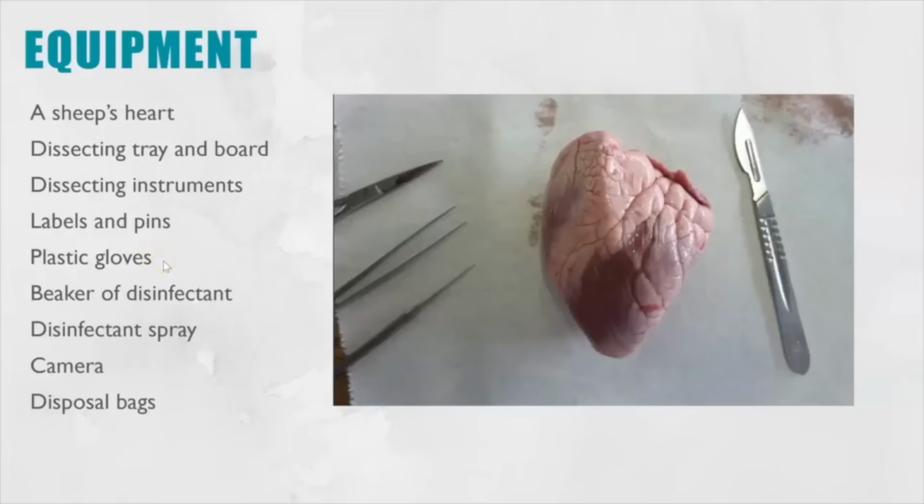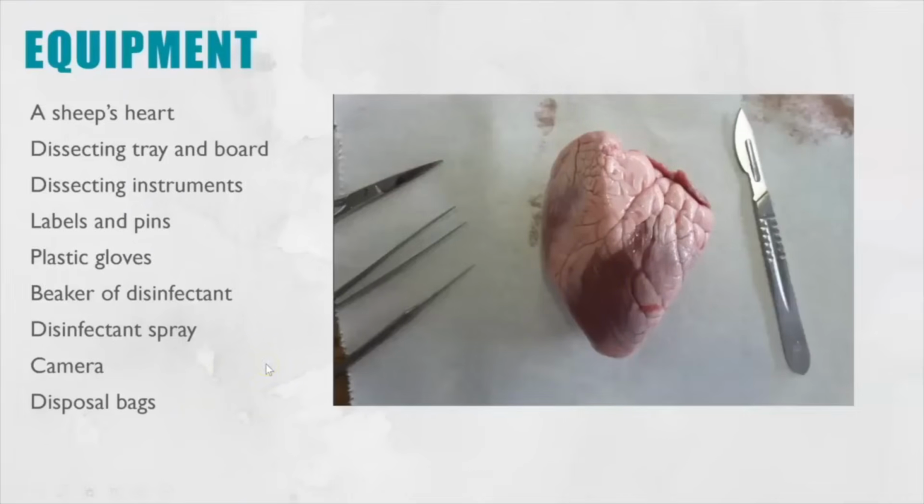Plastic gloves don't have to be worn, but you may choose to wear them to prevent the spread of potential infection. And that's also the purpose of the beaker of disinfectant and the disinfectant spray, which you'd be using to clean down the surfaces afterwards. Camera is so that you can record what you've observed, and then disposal bags so you can safely dispose of any of the paper towels that have touched the heart, but also the organ itself.